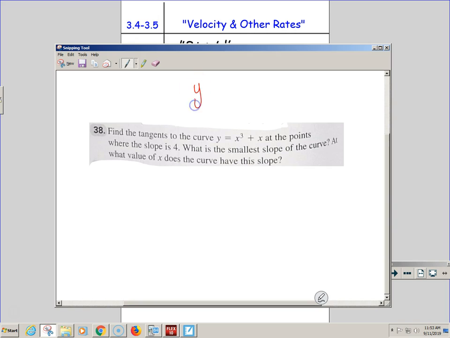Hence why you saw those first two answers were literally equations of lines. But the problem is they didn't tell me where. Oh yeah, they did. At the points where the slope, we had to go figure out what the x's are to even find our tangent lines. Now, slopes are the derivatives, right?